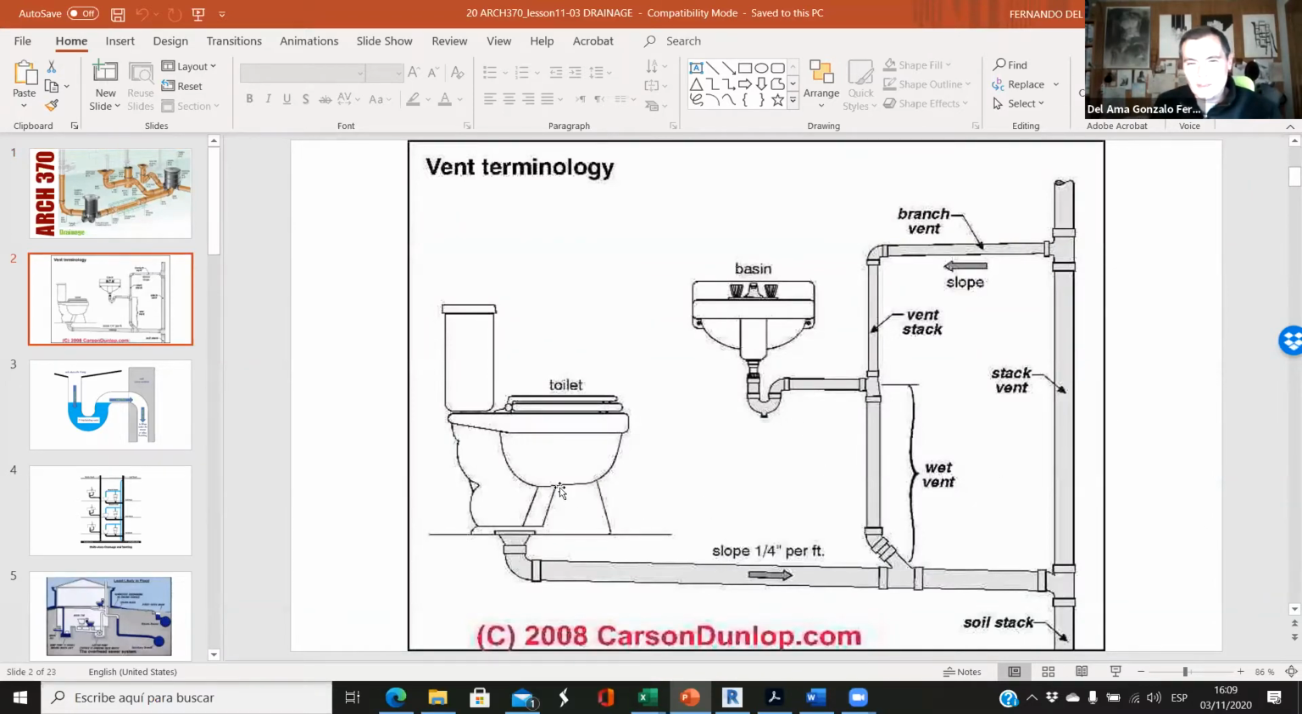Okay, so let's work with a vertical stack. When we are talking about drainage systems, we talk about stacks. So we have a soil stack. A soil stack is the one that is connected to the toilet.